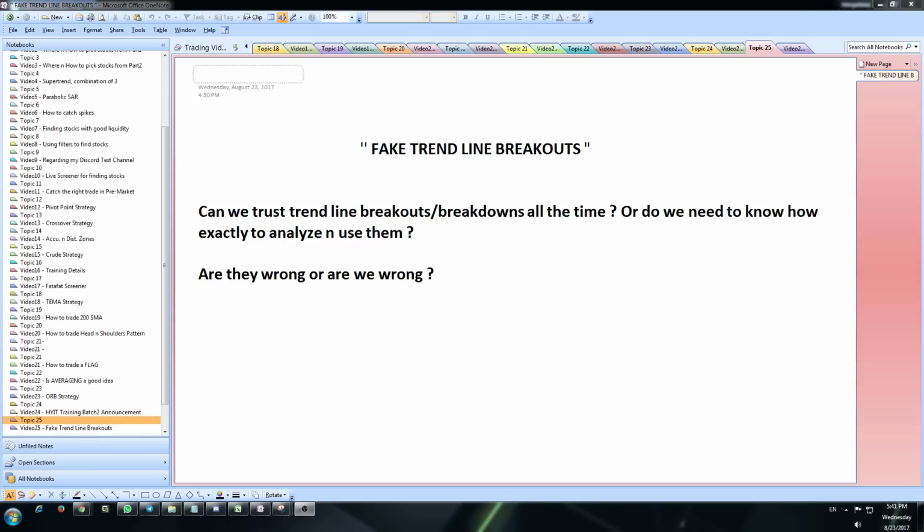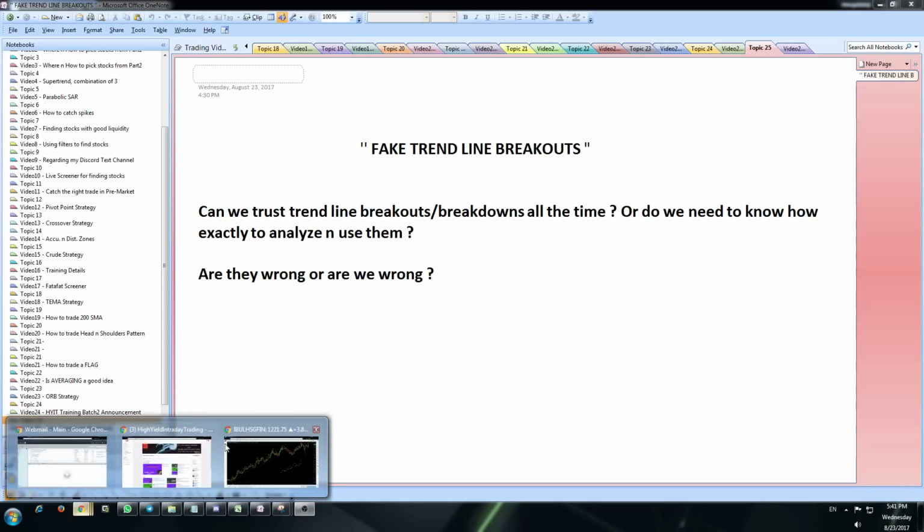We have such a misconception regarding trend lines that the moment it breaks the trend line, we are like, wow, see, the trend line is broken, so let's go short or let's go long. No, this is wrong, guys. We need to know exactly whether it was a valid or genuine breakout or just a fake one. That is the whole catch here. This is exactly what I'm going to show you in this video.